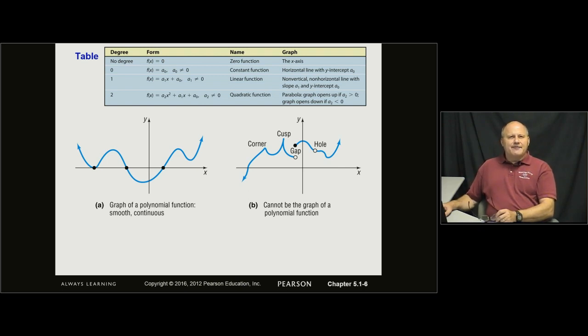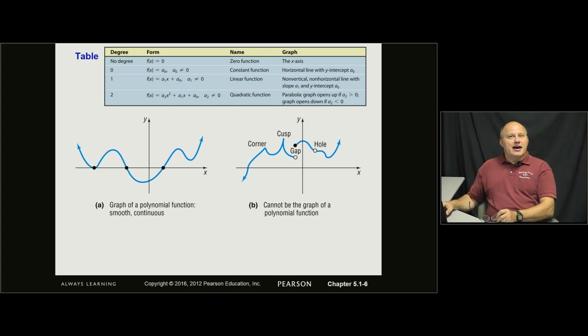Now, the first graph is a graph of a polynomial function, but the second one is not. You're like, well, how do you know? Well, polynomial functions are smooth. They don't come to a point. They have no corner points, and we call those corner points cusps, C-U-S-P, and there are no gaps. In other words, it's continuous from one side of the graph to the other. You don't have to lift your pencil to go from one end to the other.